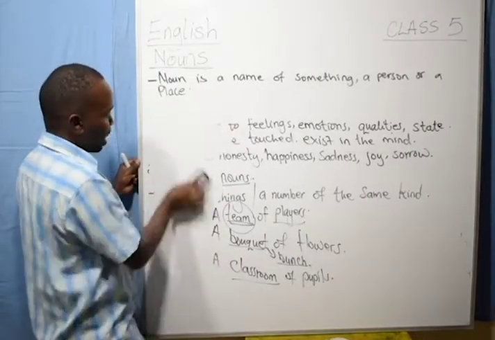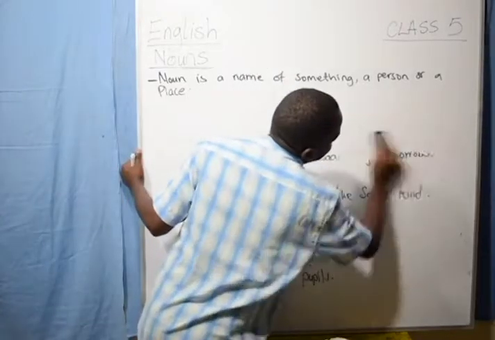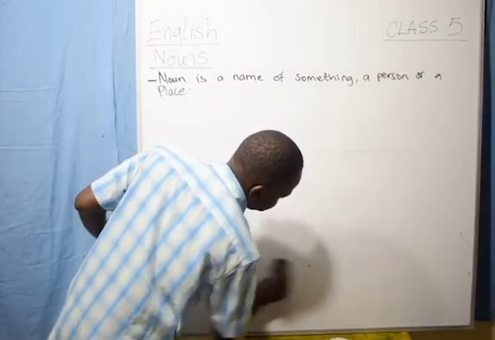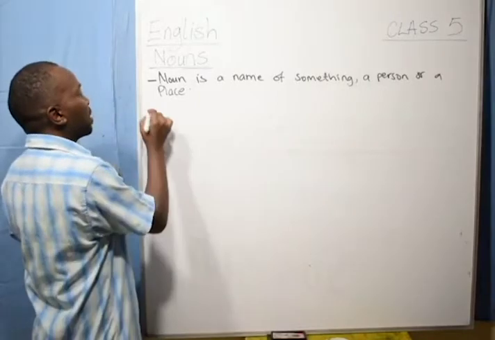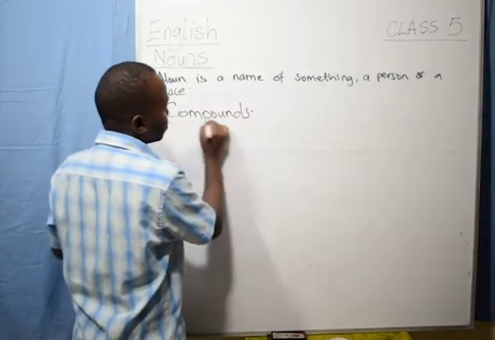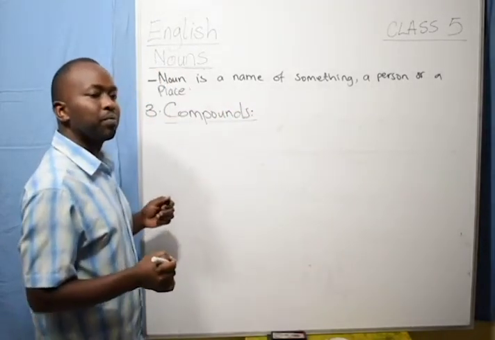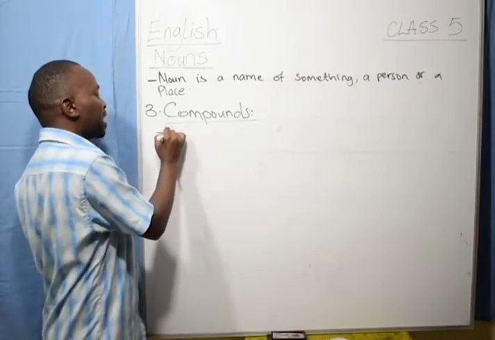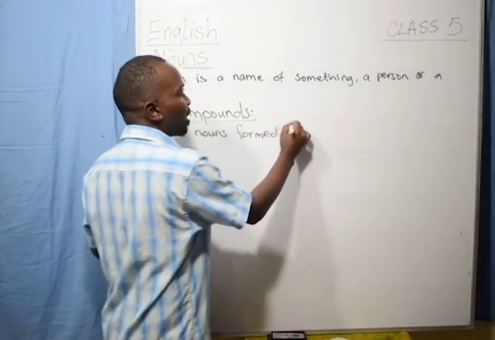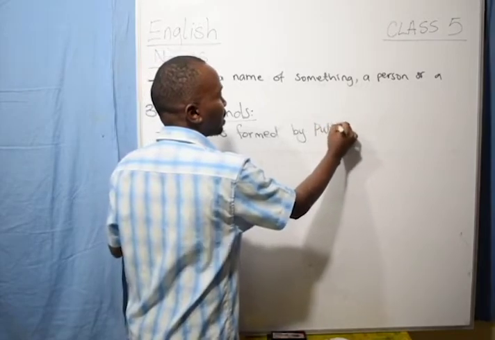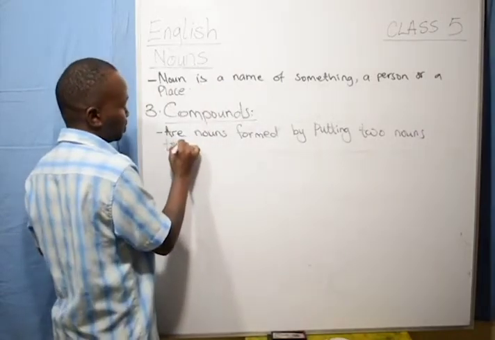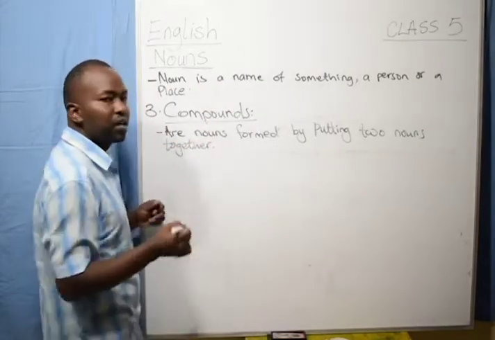Finally, the last category of nouns that we are going to look at are what we refer to as the compound nouns. Now, what are compound nouns? Let me help you. These are nouns formed by putting two nouns together.